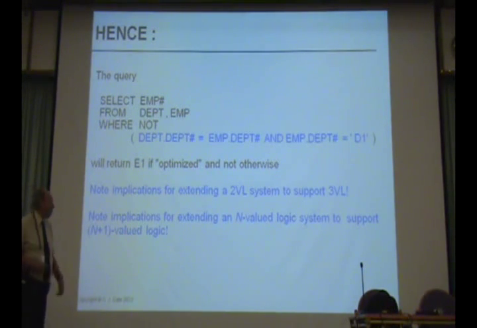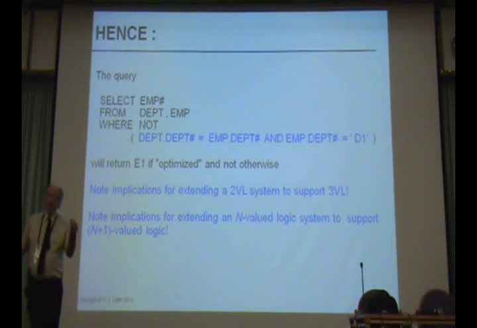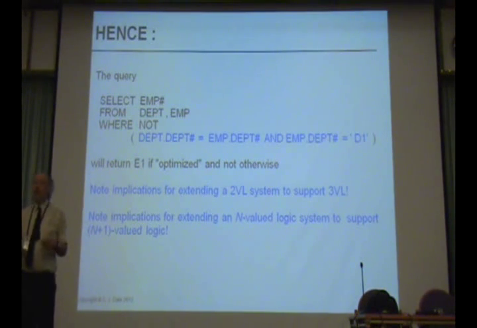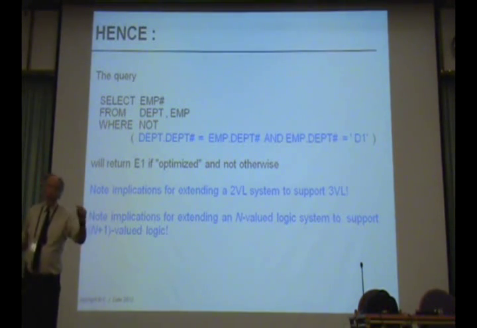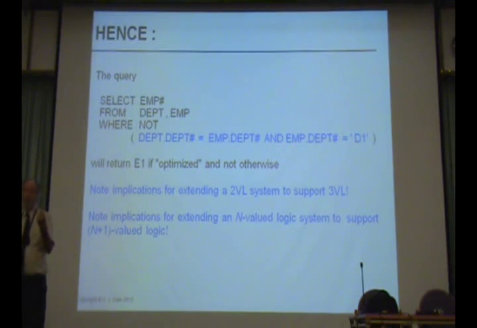So note the implications for extending a two-value logic system to support three-value logic. This really happened. I have a particular product in mind that was out in the marketplace in the early 1980s, and it did not support nulls. And then the SQL standard came out and said, you must support nulls. So at this point, at best, you have to go back and re-engineer the optimizer to make sure that all the transformations it used to make are still valid in this new regime. At worst, you will now have bugs.